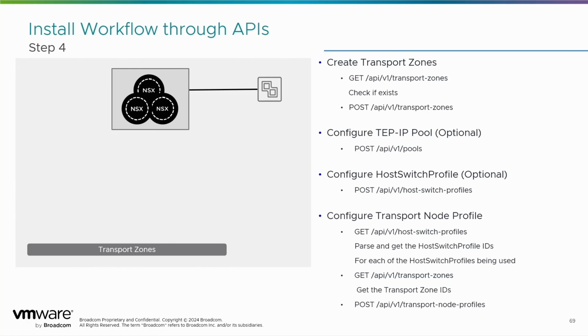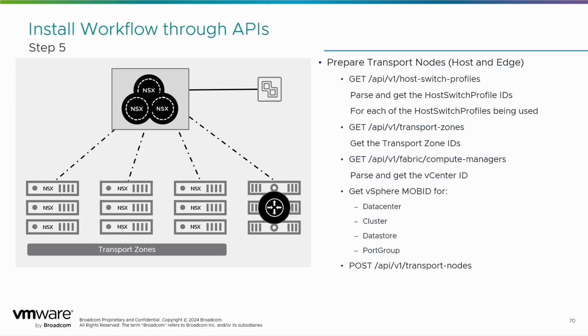Then you can create a host switch profile. This is also optional. This is for overlay networking, but can't hurt to be able to create it. You do that with a post call. And then you can configure your transport node profile. You first parse and get the information about the host switch profile IDs. And then you get the transport zone IDs, and then you post up the transport node profiles that you want to create.